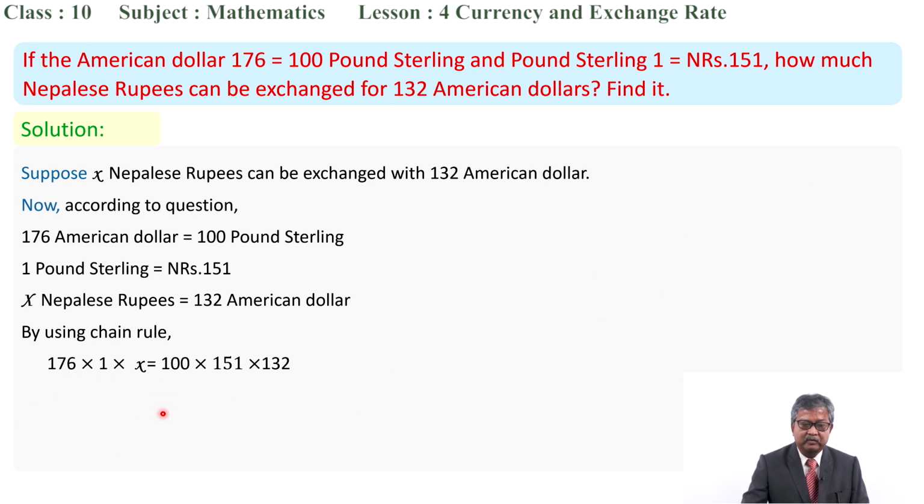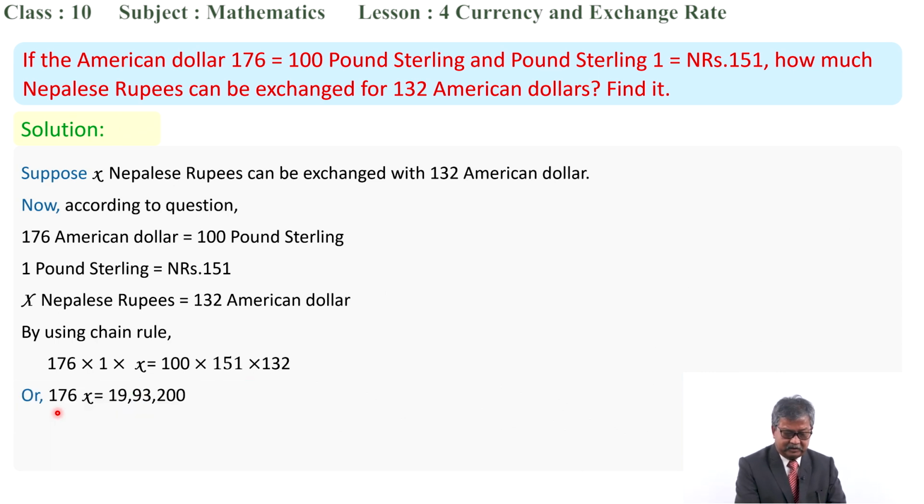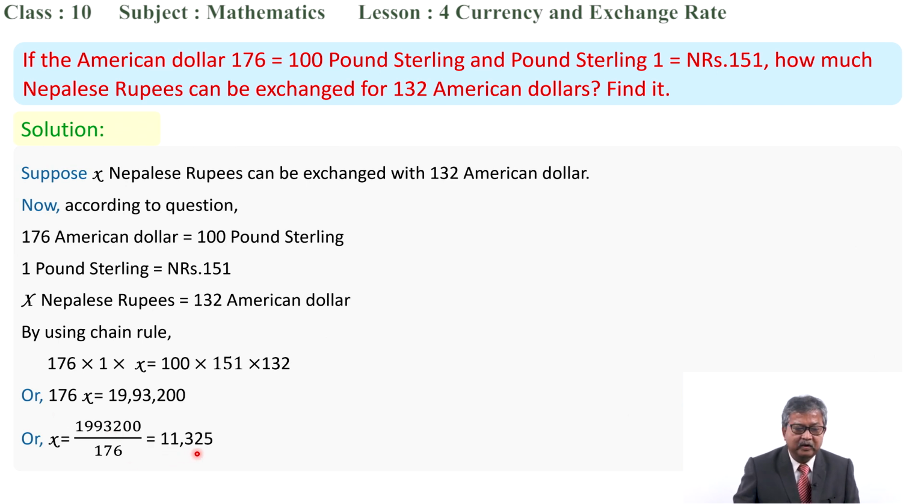Now here we have to multiply the left hand side. Then we got 176 X, and the right hand side we also multiply. Then we got 19 lakhs 93,200. Then to find the value of X, X is equal to 19 lakhs 93,200 divided by 176. So we got 11,325. That means we can exchange 132 American dollar with 11,325 Nepalese rupees.